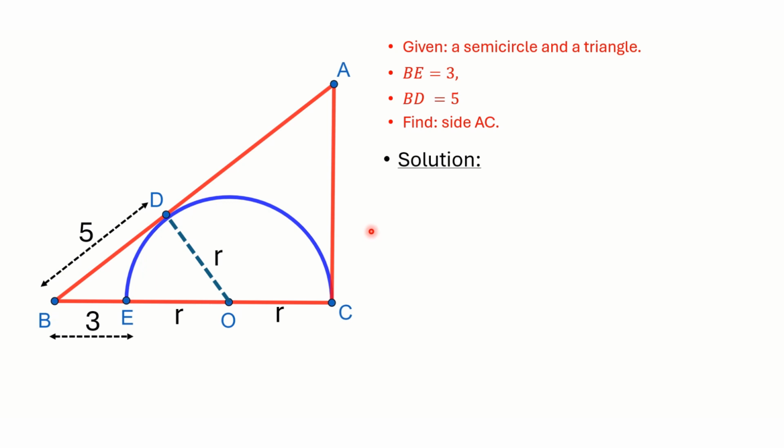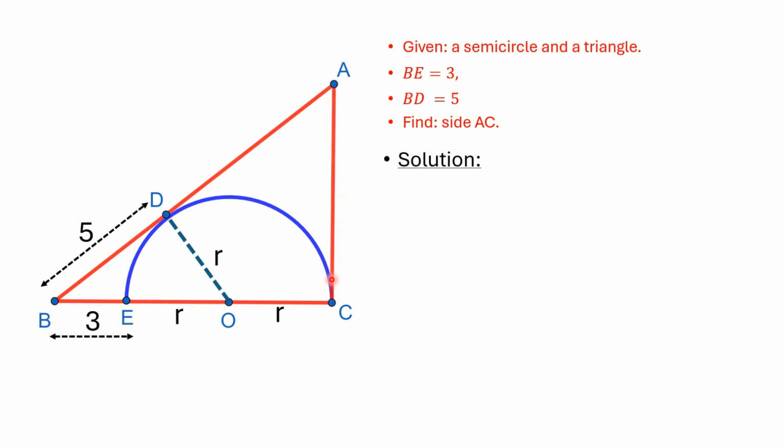Hello friends, in this problem a semicircle is given which is inside a triangle. So this is the triangle, ABC is the triangle, and inside this triangle we have this semicircle. Length BE is given, so this length is 3 unit, and length BD is given, that is 5 unit. Then we have to find the side length, that is length AC.